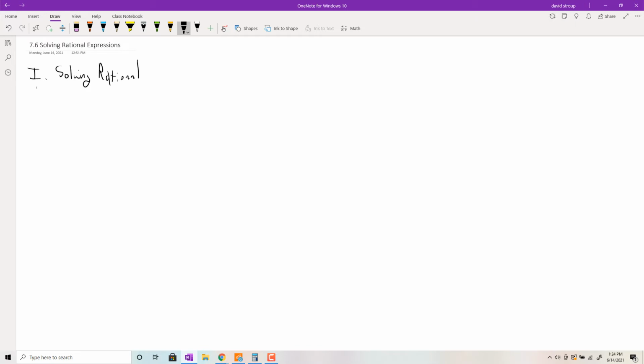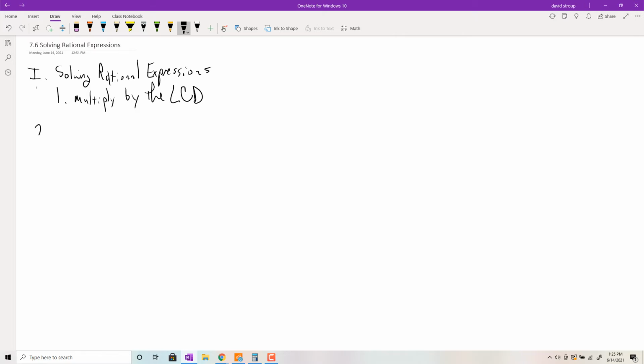Solving rational expressions. Just what I have typed there. Okay, so how do we do this? We're going to do it by multiplying by the LCD of all the fractions involved, similar to method 2 in the complex fraction section in 7.5. So multiply by the LCD again.